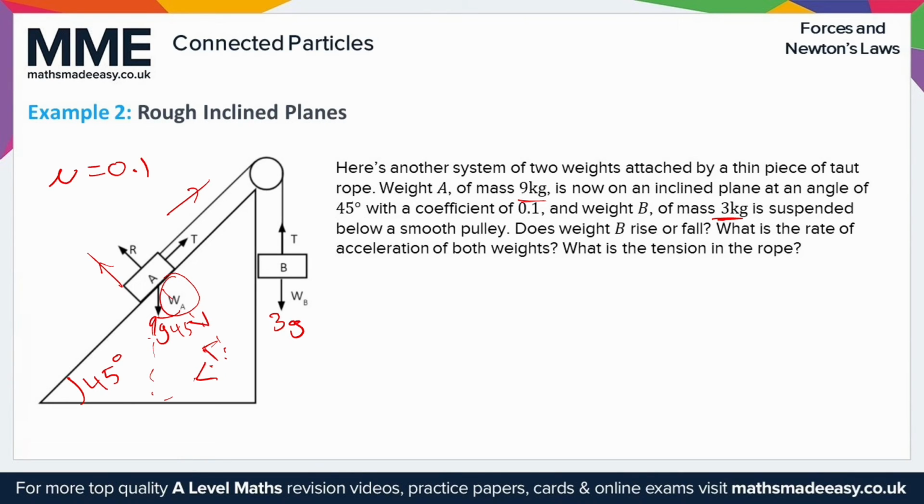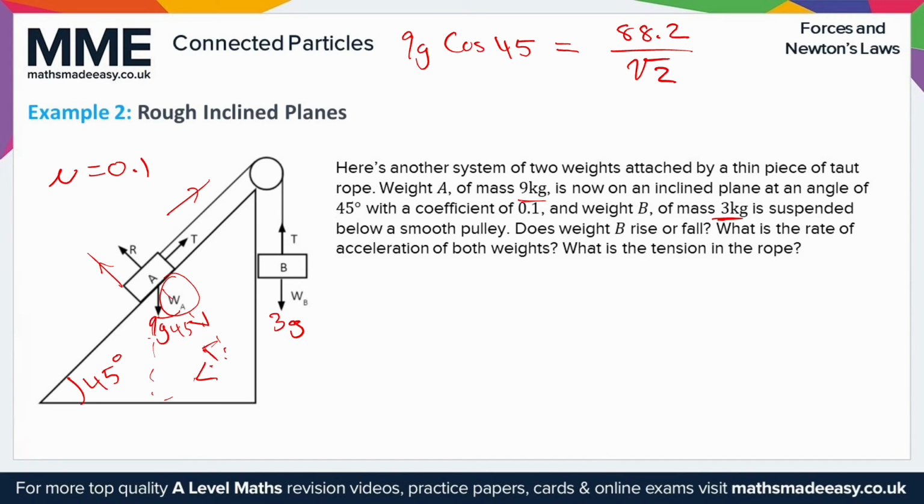So then the bit going perpendicular to the plane is going to be the weight times cos 45. So it's going to be 9g cos 45. And if you stick this in your calculator, we're going to keep it reasonably nice so that we don't have any rounding errors. It's going to be 88.2 over root 2.